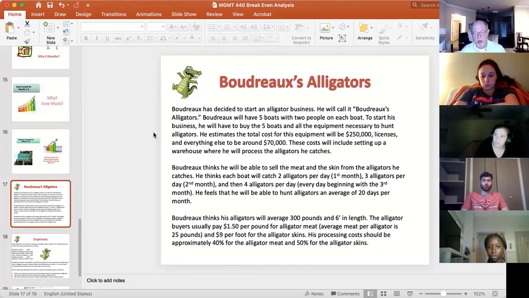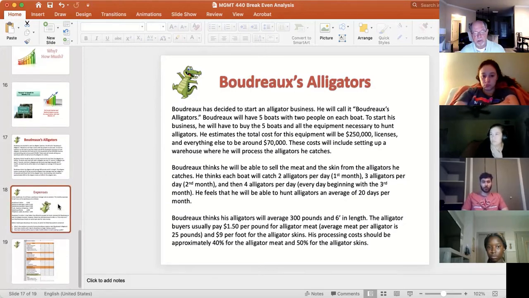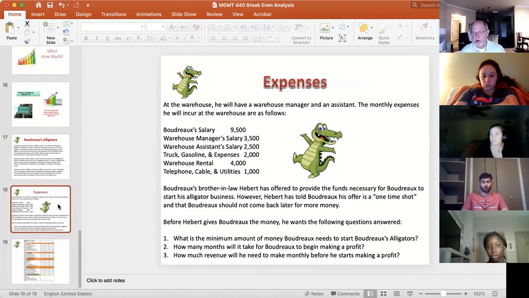His processing cost should be about 40% for alligator meat. Now, that processing cost is called variable cost, and 50% for alligator skins. His expenses: Boudreaux thinks highly of himself because he's paying himself $9,500, warehouse manager $35,000, assistant $2,500, truck gasoline expenses $2,000, warehouse rental $4,000, cable, telephone, utilities $1,000.